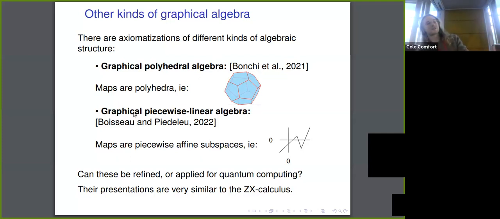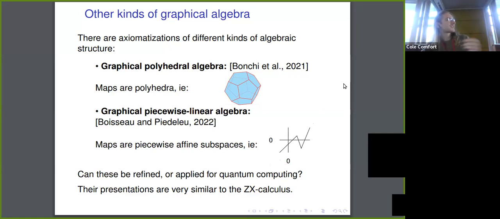And in a similar vein, there's also this graphical piecewise linear algebra by Boisseau and Piedeleu, which refines, or rather generalizes, graphical polyhedral algebra. So now instead of just being polyhedra, the maps can be piecewise affine subspaces. So I've drawn a very crude piecewise affine function here. So the question that maybe someone else finds interesting is, can these more general kinds of props, where the maps are different kinds of algebraic structures, be used for quantum computing or physics?